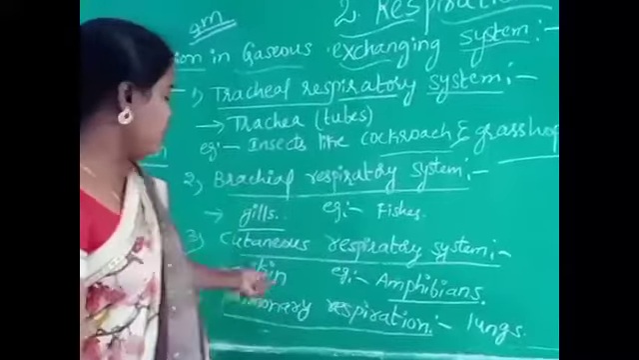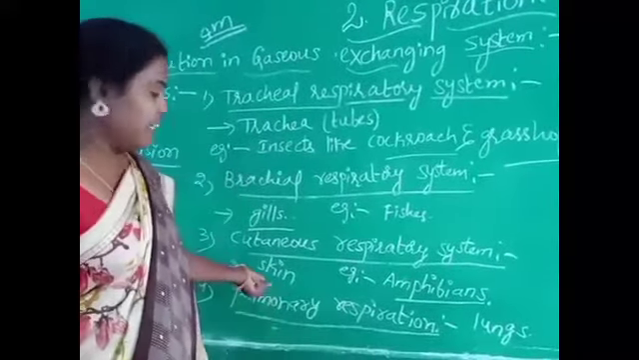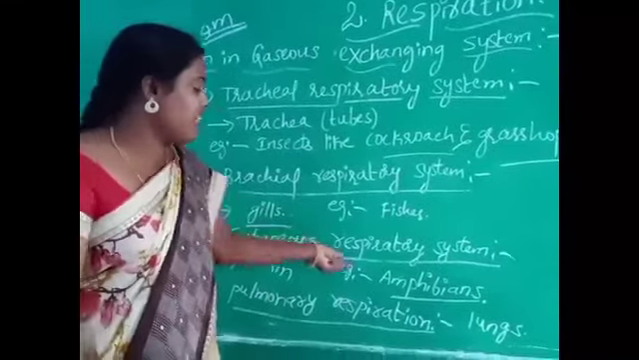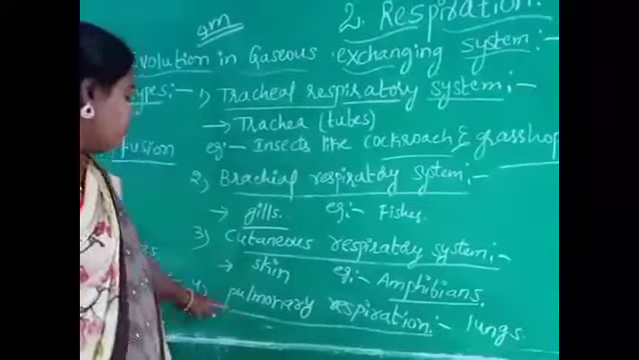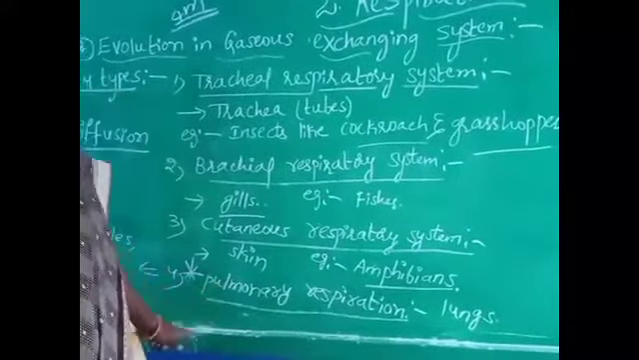Okay. So, which organisms take respiration with the help of skin? The organisms are called cutaneous respiratory system. For example, amphibians. Fourth one, very important, pulmonary respiratory system. Okay.